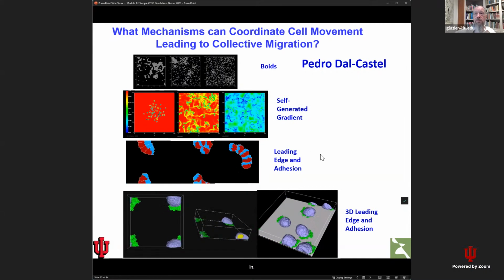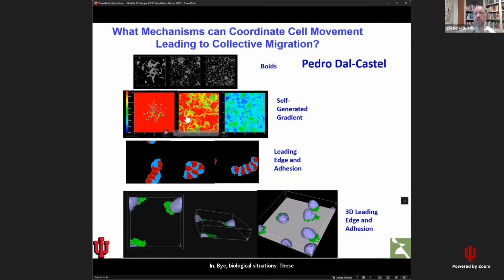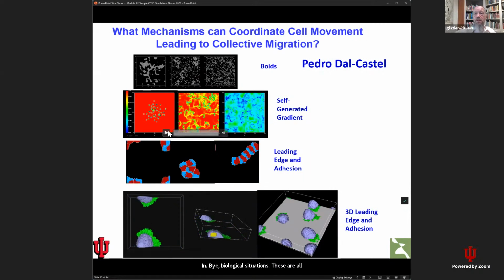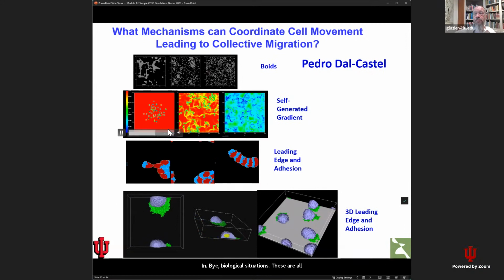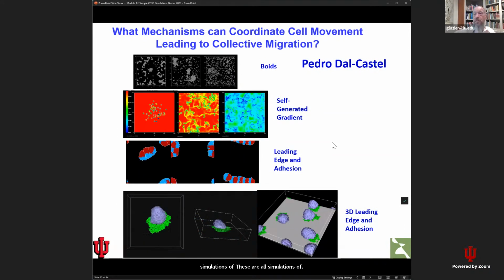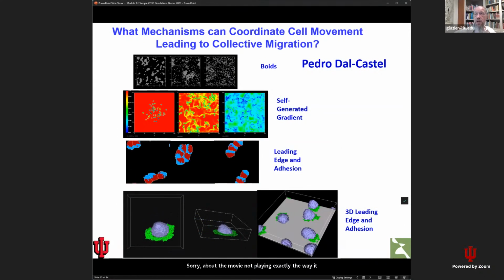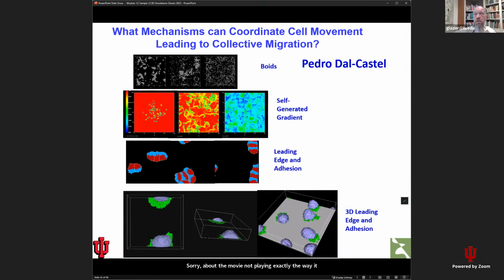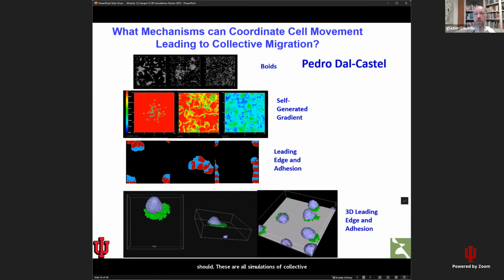These are all simulations of, sorry about the movie not playing exactly the way it should. These are all simulations of collective migration using different kinds of interaction between the cells.